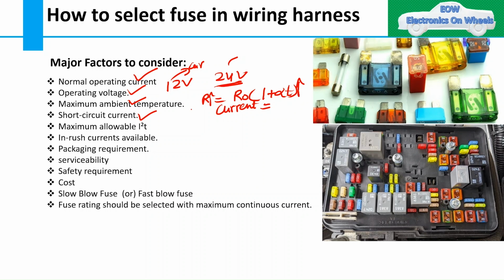Then short circuit currents and the allowable I square t. I square t is nothing but the heating factor, which is related to your resistance, temperature and current. Then inrush current is nothing but the transient current or peak current. For this current, you have to check up to what limit it goes and what the duration of this inrush or transient current is; only then can you decide which type of fuse you have to select.